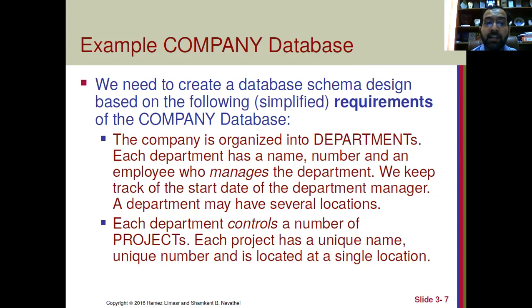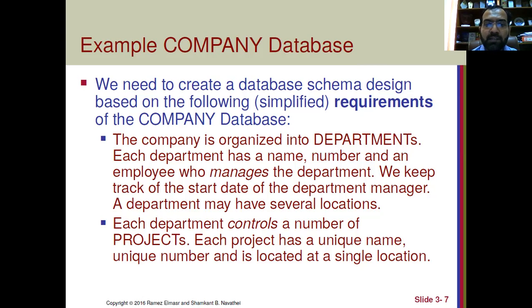The additional thing is that there is an employee who manages the department. So there is one of the employees who looks after the department. We keep track of the start date of the department manager. Whoever is looking after the department, we have to maintain the date from which he started looking after the department. And a department may have several locations. It means, let's suppose a department is located in 3 different places. It may be located in 2 different places, and so on.